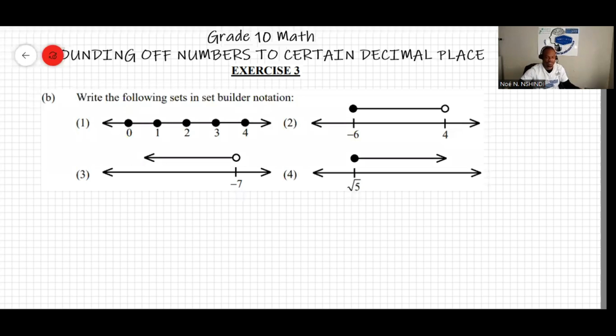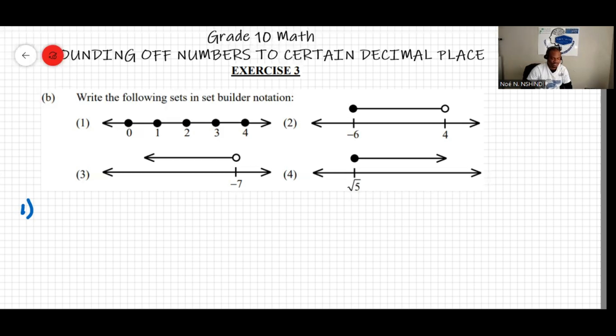Well, we have another question here that says, write the following set in set builder notation. Question one, we have this, and then we can see that we have 0 over here, and because we don't have a line here, only full dots, plain circles like this, then we can say for question one, this is a set of whole numbers.